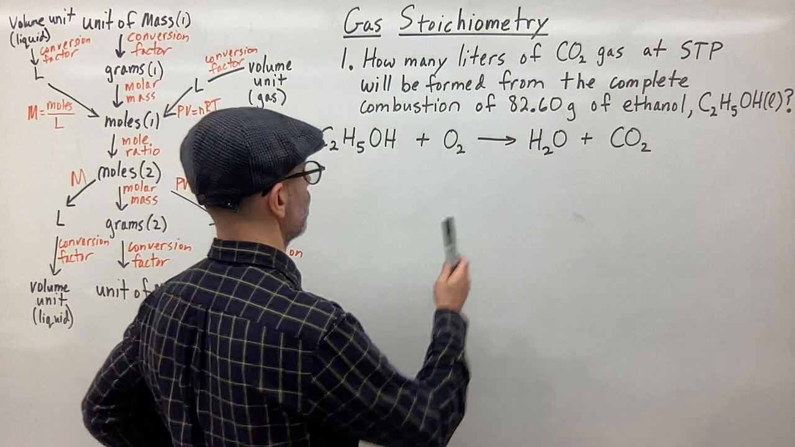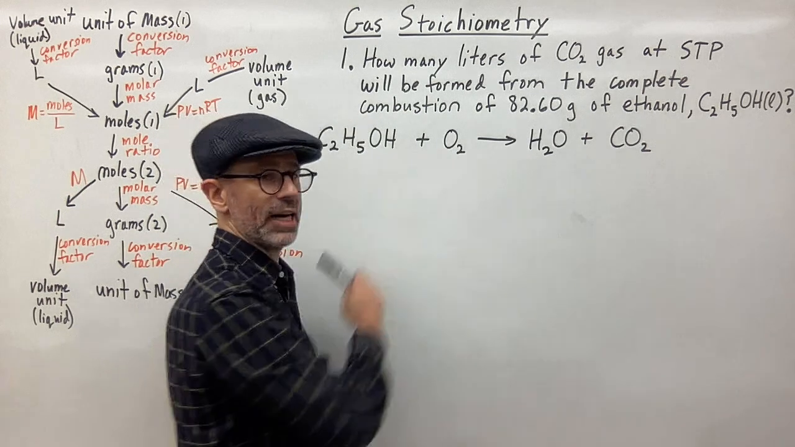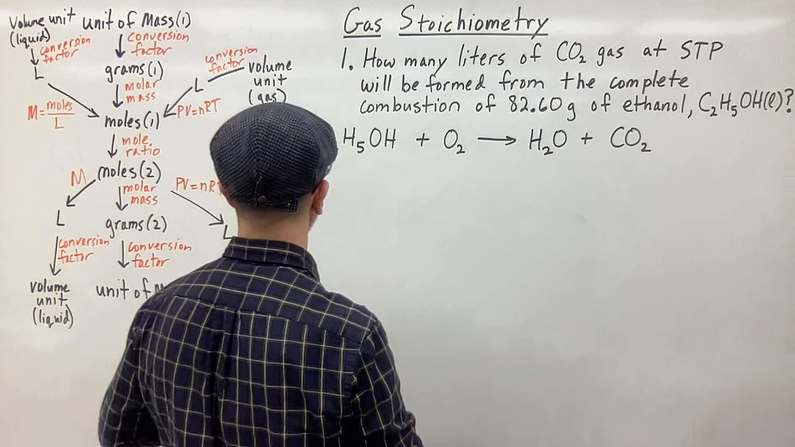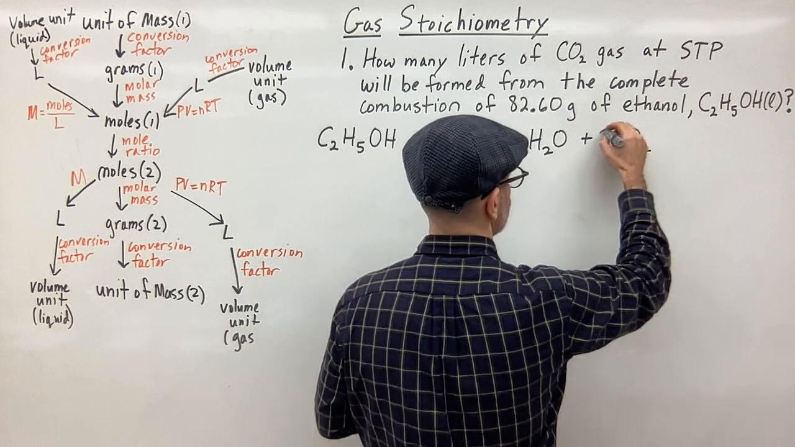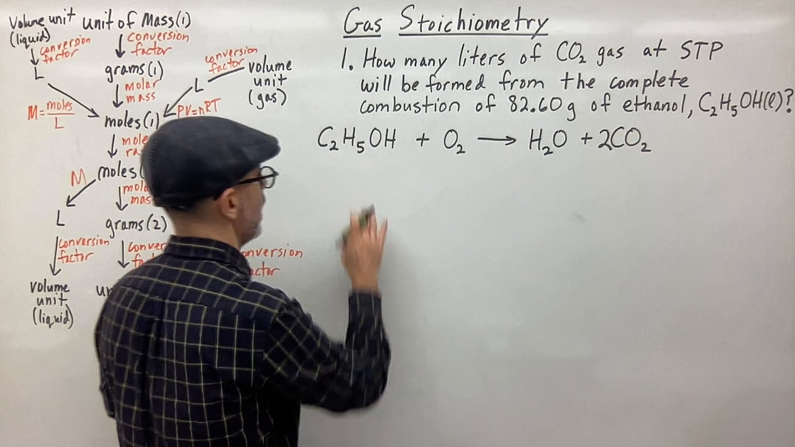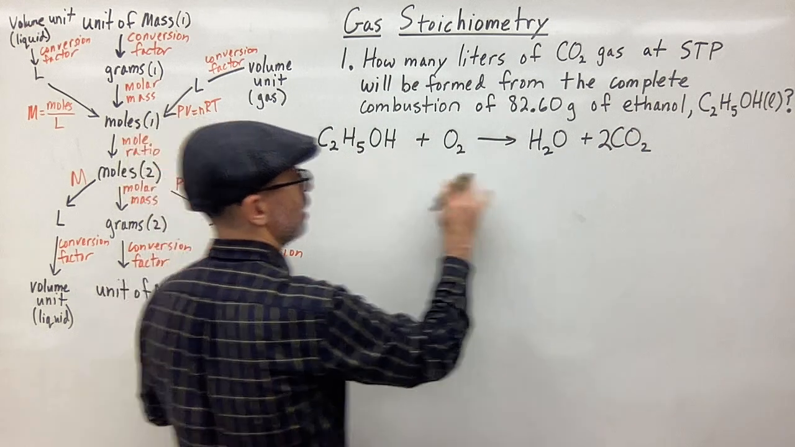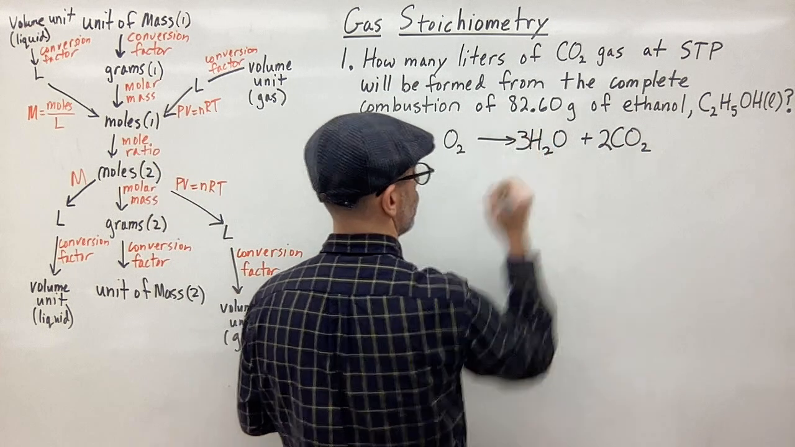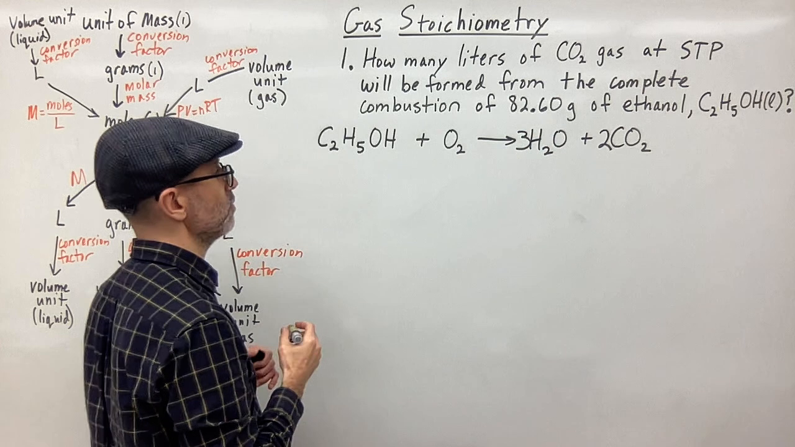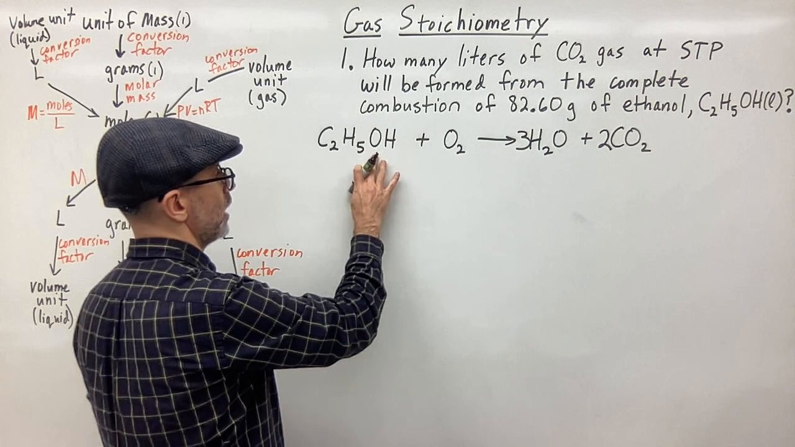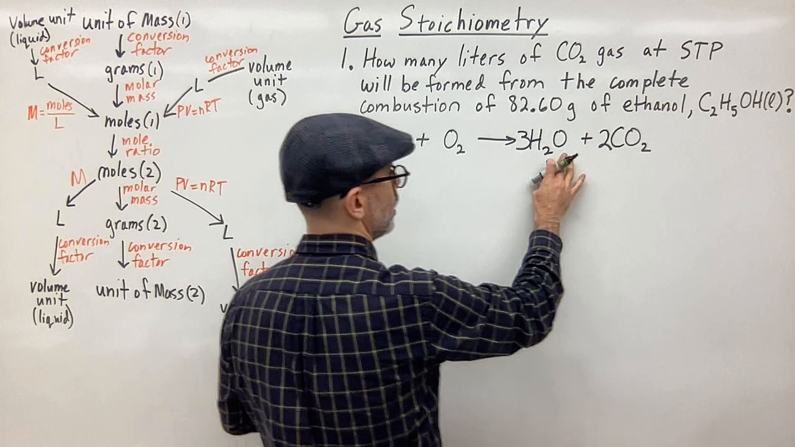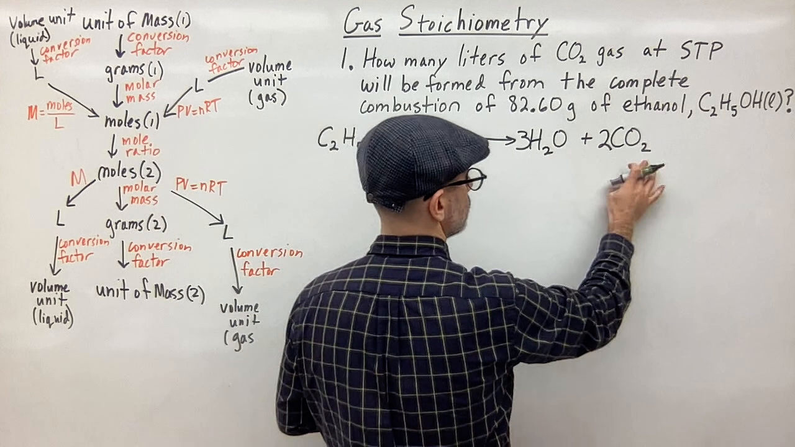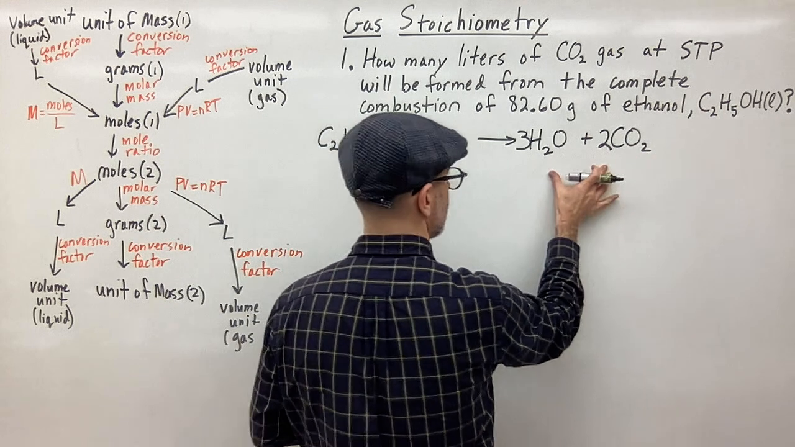And now we got to balance it. So we're going to start with carbon. We're going to leave oxygen last. So carbon is 2 here. We got 1 there. So we're going to have a 2 there. And then we have 6 hydrogen here. We have 2 there. So we're going to need a 3 coefficient there. And now we have 1 oxygen plus 2. That's 3 on this side. We have 3 plus 2 times 2 is 4. So that's 7 on this side.